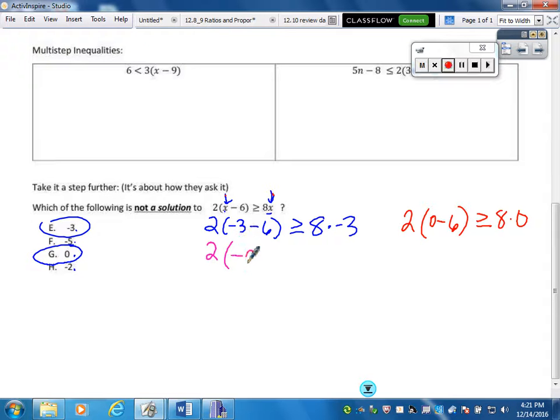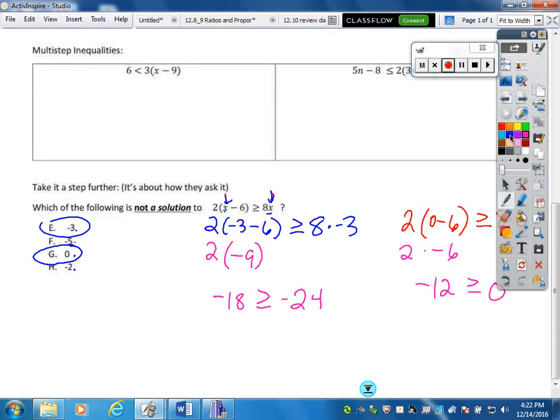I get negative 9 in here because it's negative 3 minus another 6. On this side, I've got negative 18. I'm bringing down my inequality symbol and doing the rest of the work over here. 18 and negative 3 make, when I multiply, negative 24. On this side over here, 0 minus 6 is negative 6. 2 times negative 6 is negative 12. Bring down my greater than or equal to, and 8 times 0 is 0.